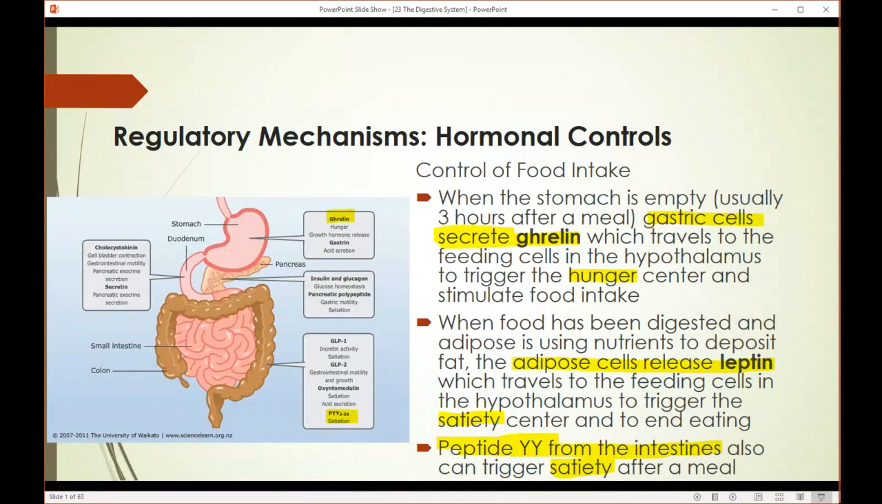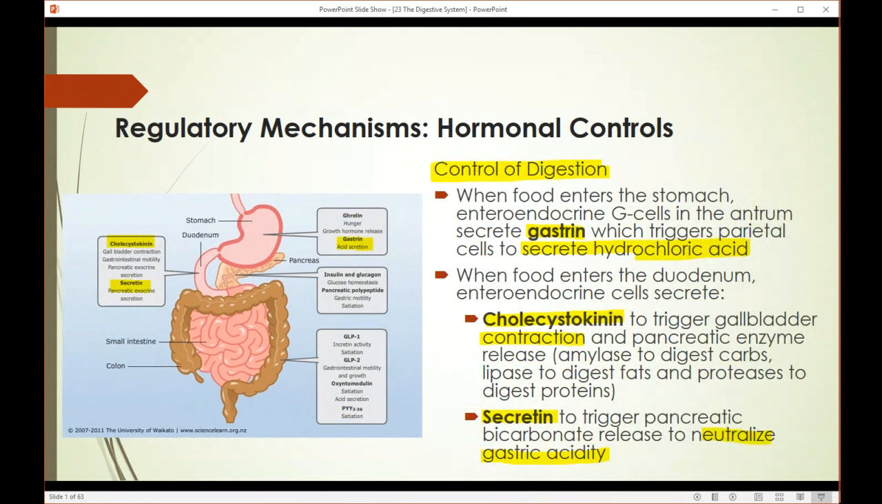After the food has been digested and the nutrients are depositing as fat, the adipose cells release leptin. Leptin is going to travel to the feeding cells in the hypothalamus. That triggers our satiety center, and it says, "Oh, we're full." So it's your fat cells that actually tell you that you're full. And then we have our peptide YY from our small intestines. They can also trigger satiety after we eat.